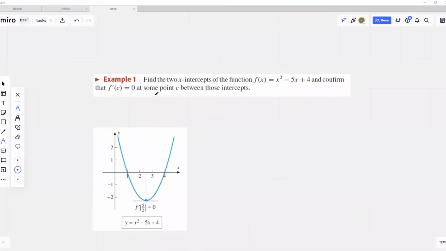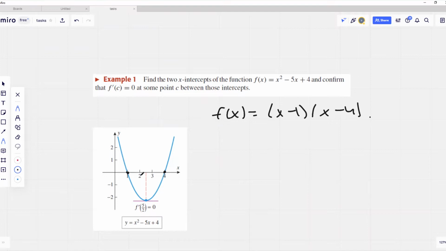Let's take a look at the following problem. Let's find the two x-intercepts of the function x squared minus 5x plus 4 and confirm that we have stationary point at point C between those two intercepts. So we can express f of x as x minus 1 times x minus 4. So we have two intercepts at 1 and 4. So these two are here. Now let's show that we have some stationary point in between those points 1 and 4.